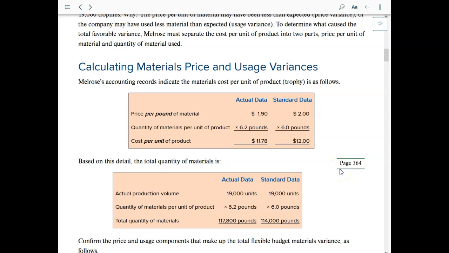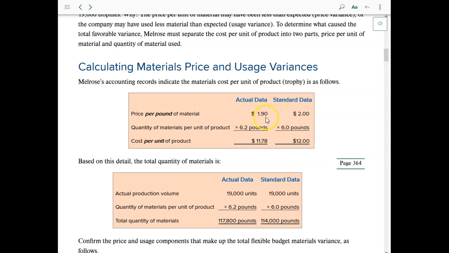Let's take just the materials price variance. Let's break it out a little bit. So here's what they have. Price per pound, they use 6.2 pounds of material. That's the actual data. We actually paid less, used a little bit more per pound, and there's the cost per unit. We had thought we would spend $2 per pound and use 6 pounds, and that's where the 12 came from. So this is showing you some background of where they thought the budget would be in the standard cost. This is what actually occurred.